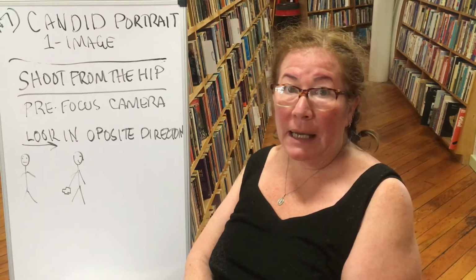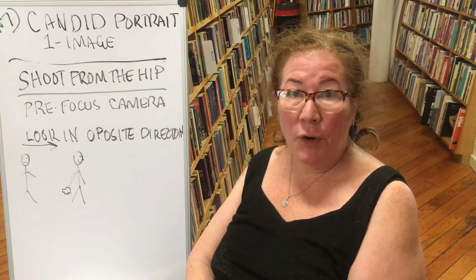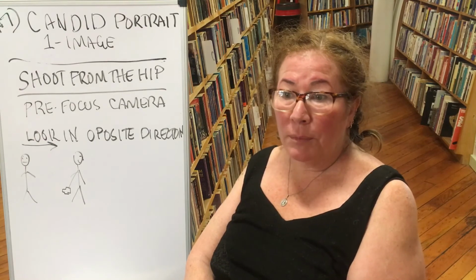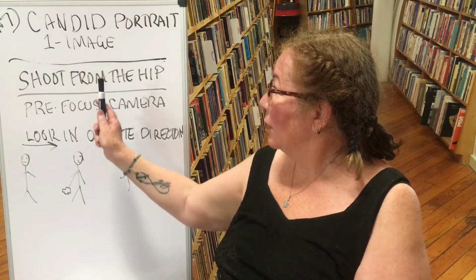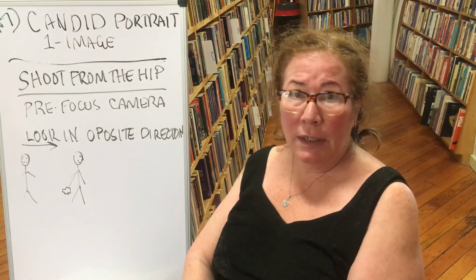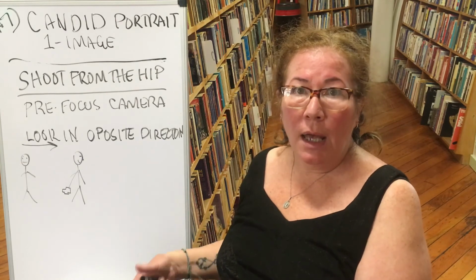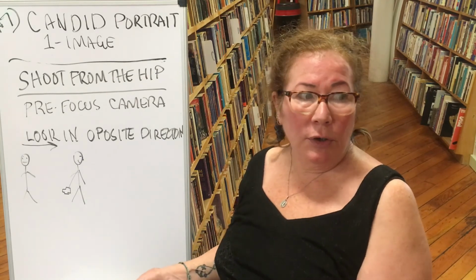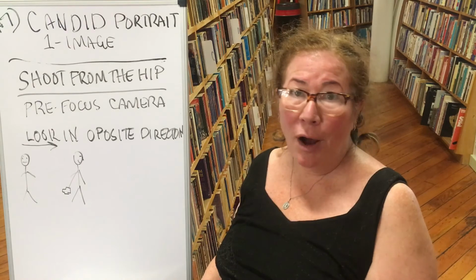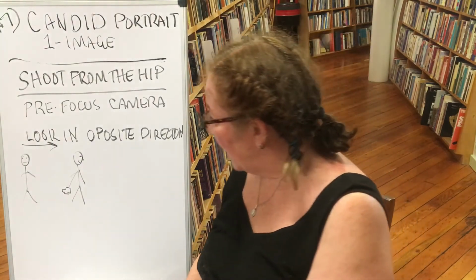So you want to be able to do this, and it takes a little practice. So you're going to practice pre-focusing your camera and shooting from your hip before you actually go to take your candid portrait. Okay, you're going to take some photos, and you can delete them when you're done, but try pre-focusing and then try holding your camera and shooting while you're looking the other way. You'll get good at it, I promise you. It just takes practice, just like riding a bike takes a little bit of practice.